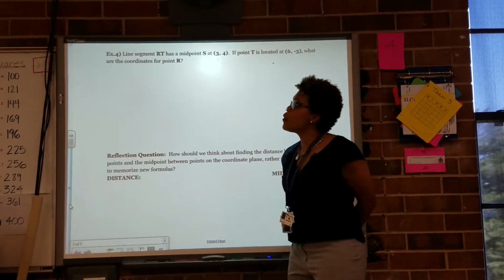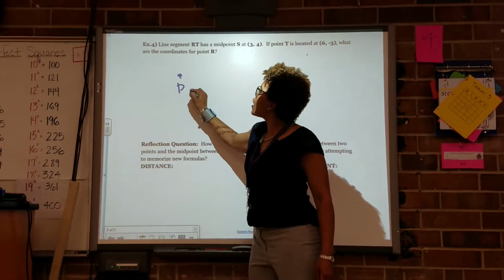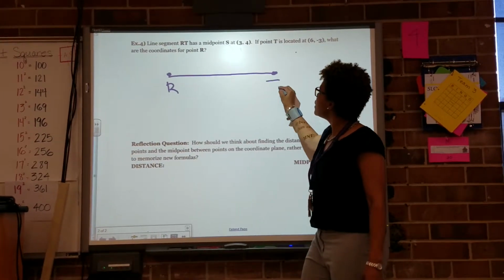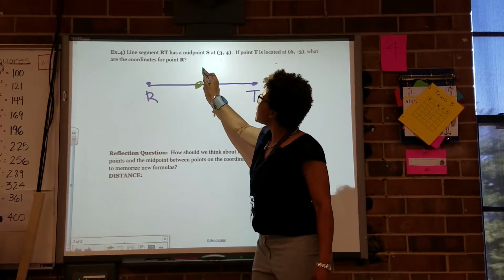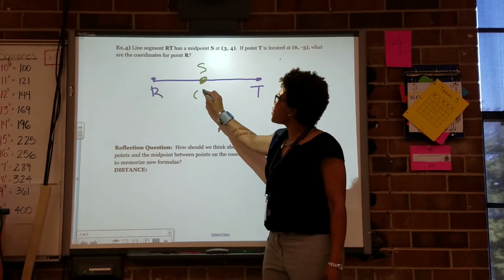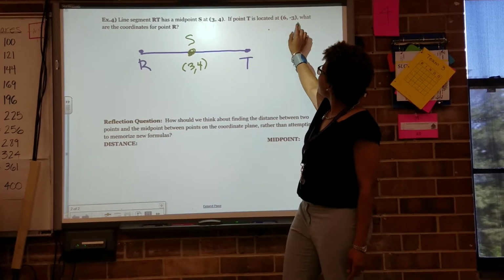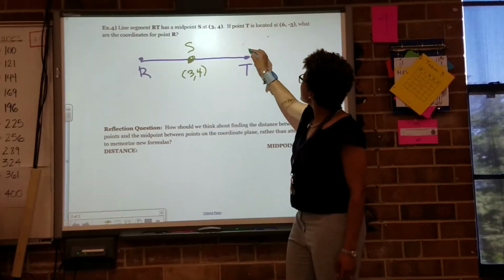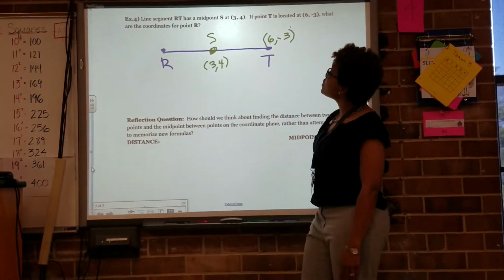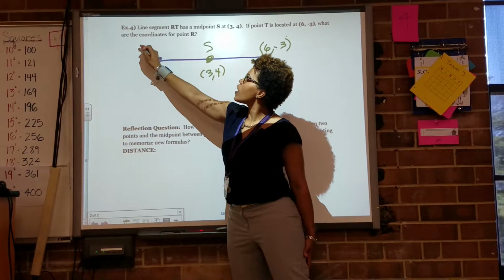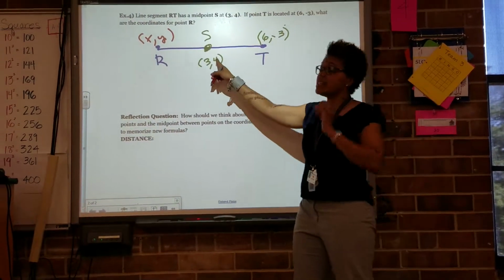Okay, so 4 is another midpoint question. We have a line segment, RT, and we know that it has a midpoint that's called S. We know that S is at (3, 4), and we know that T is at (6, -3). Our goal is to figure out what the coordinates must be for R. We need an XY coordinate for R so that S would land in the middle.